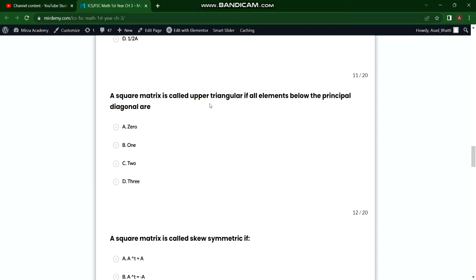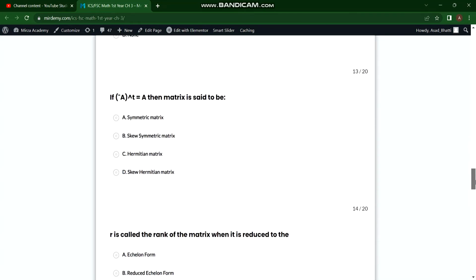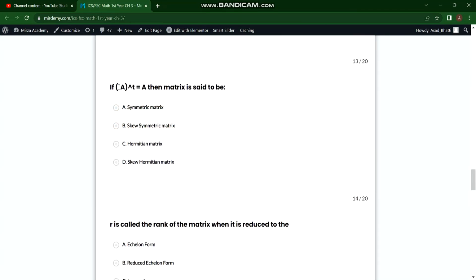A square matrix is called upper triangular if all elements below the principal diagonal are zero. A matrix is called skew symmetric if A transpose is equal to minus A, and a matrix is called symmetric if A transpose is equal to A. Next, if A bar shows the conjugate of A, and if conjugate of A transpose is equal to A, then the matrix is said to be, must remember, a Hermitian matrix. And if conjugate of A transpose is equal to minus A, it will be a skew Hermitian matrix. So next MCQ is here.